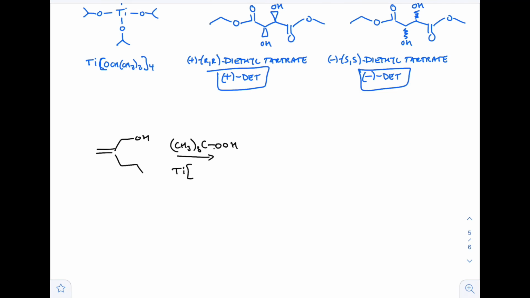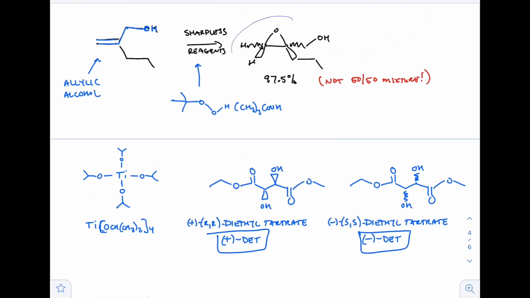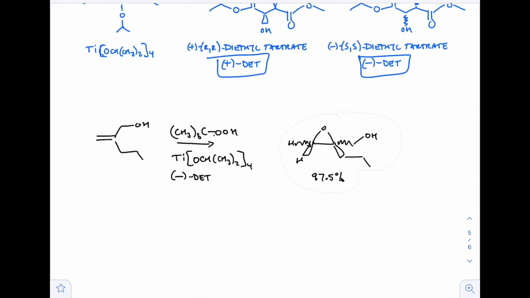Okay. So let's say we had the Sharpless reagents with, do we want positive or negative DET? Well, let's do negative. Sorry, let me erase this real quick. Let's do negative, so that way we can show you how we got to the 97.5% product on top. Copy and paste that real quick.